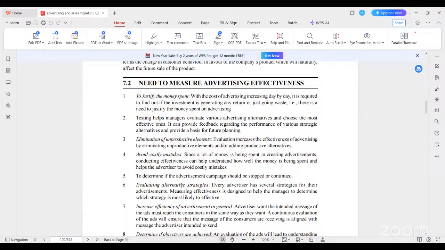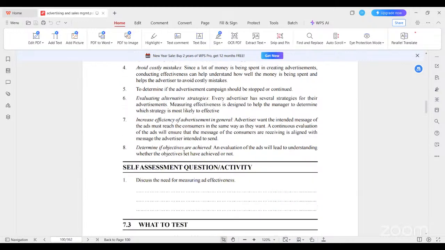Every advertiser has several strategies for their advertisement. So measuring effectiveness is designed to help the managers to determine whether strategies are most likely to be effective or not. Okay, then increasing efficiency of advertising. So here, what it means is the message of ads must reach the customers in the same way as they want.